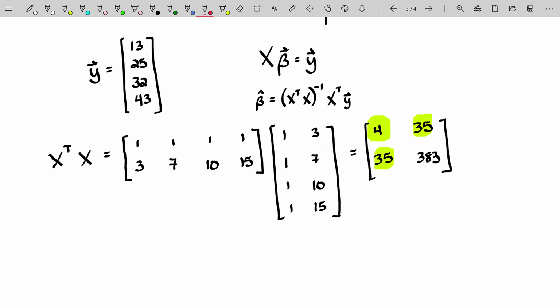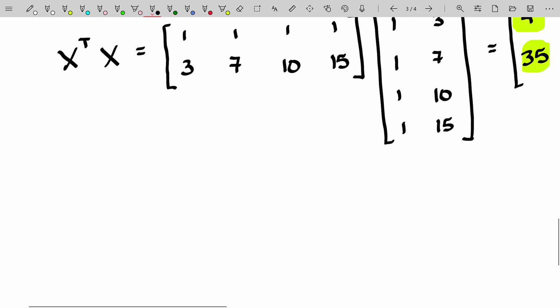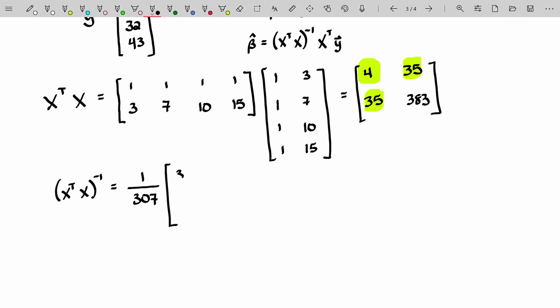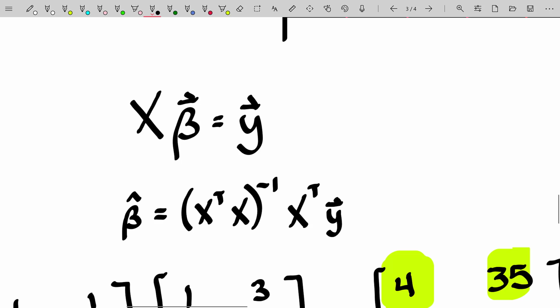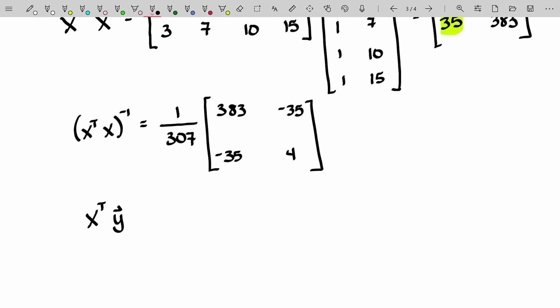Now let's go ahead and find its inverse. Now I'm not going to tell you that this is a nice, clean, pretty inverse because I just made this problem up, which is always a bad idea. But let's go ahead and do it anyway. And as I have a habit of doing, I leave that fraction on the outside of this for now. I also need to find out what X transpose Y is. So let's go ahead and do that.